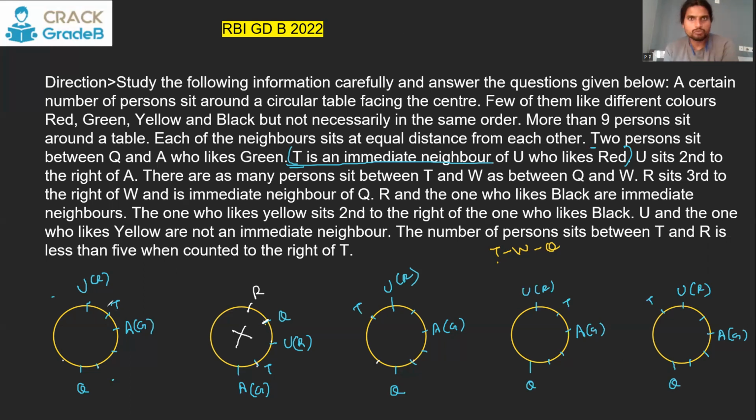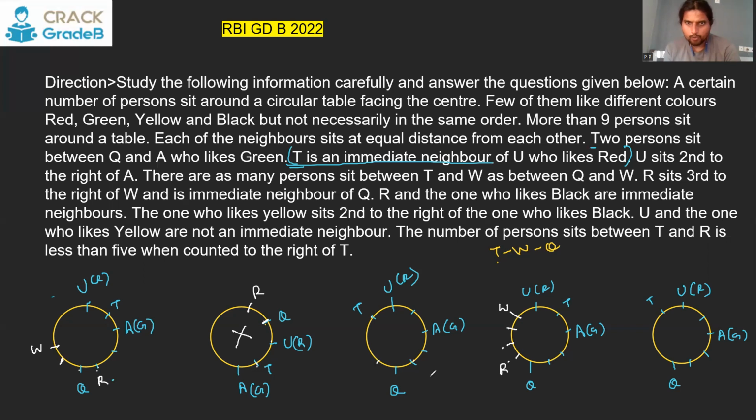In the first case, we are going to read it from this. R sits third to right of W and is immediate neighbor of Q. So R could be this side neighbor of Q, or R could be this side neighbor of Q as well. Now R sits third to right of W. In this case, first, second, third. That means this is the person who is W. First to right of W, second to right of W, third to right of W. In this case, now 1, 2, 3, 4, only 4 persons. Fine. That is also allowed for now.